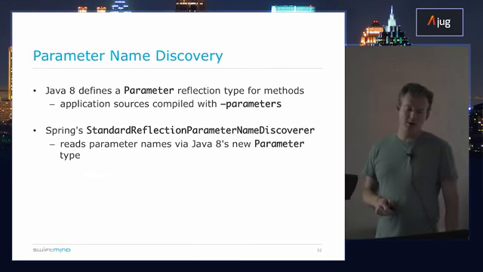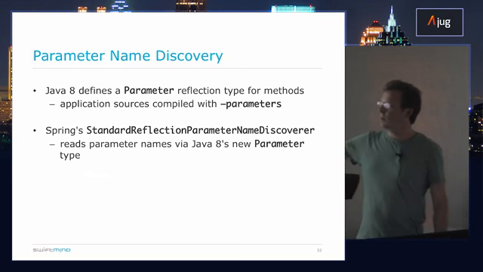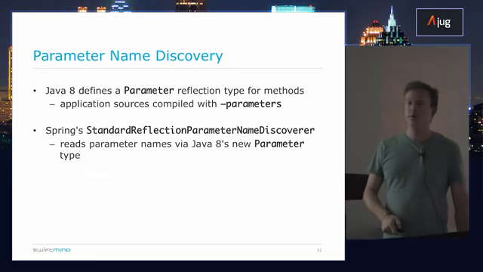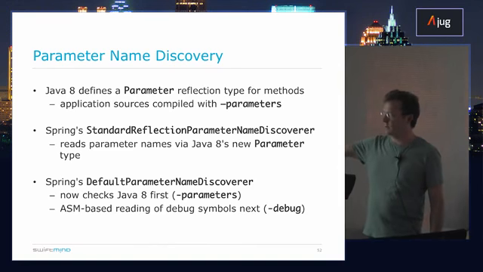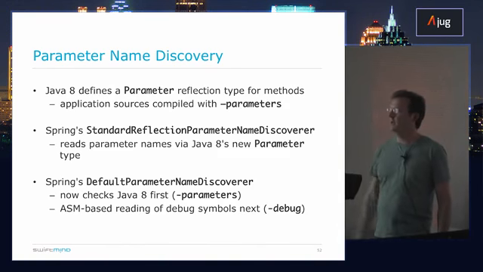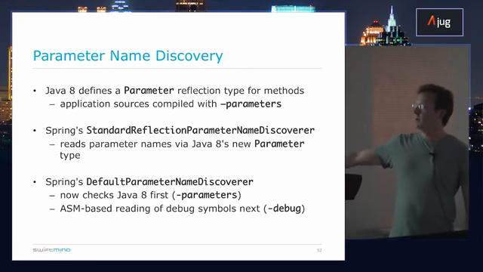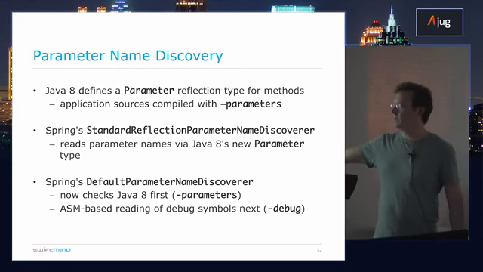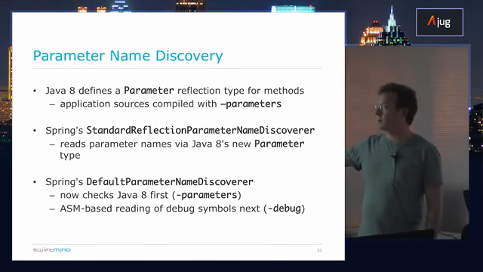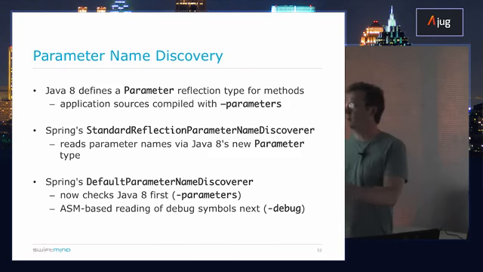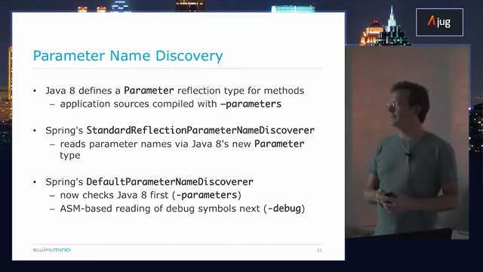Mouthful there. What it does is basically it tries to read parameter names using Java 8's new parameter type if it's available, and then we have this default parameter name discoverer, which delegates to that, and it first checks to see if it can find the parameter names using Java 8's parameter support, meaning if your code was compiled with -parameters in Java 8, and if not, then it will use ASM-based reading of debug symbols, so pulling up the name of the parameter from the actual bytecode if you compiled your code with -debug, and otherwise it's going to fail and not be able to figure out the parameter name.